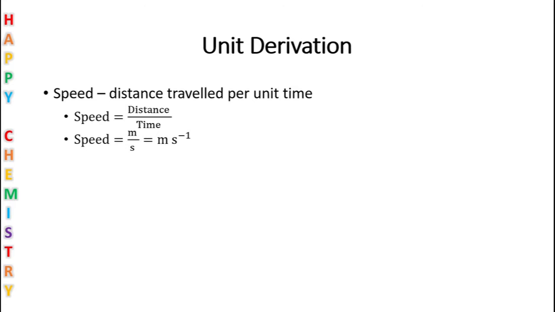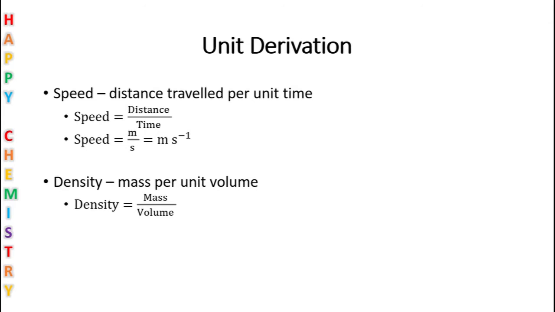Let's now see how the units are derived for density. The definition of density is mass per unit volume. To derive the units of density, we need to write the definition in an equation form. The density is equal to mass divided by volume. The unit of mass is gram. The unit of volume is milliliters. If we consider these units in the same equation form, the units of density would be gram divided by milliliter. That means grams per milliliter.